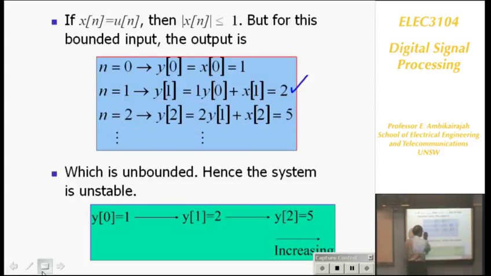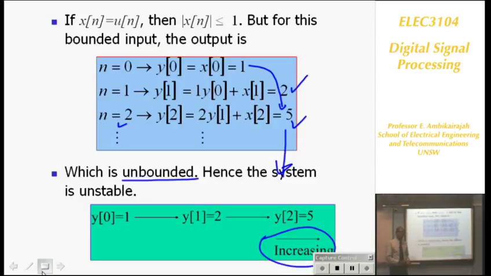Then when you do n equals 2, same thing, it goes to 3. You can see it goes 1, 2, 3, 4, 5. What will happen as you go along? It will keep increasing. The value will keep increasing. So it is increasing, therefore the system is unbounded. It's not bounded, so it's unstable. It's not going to be stable.